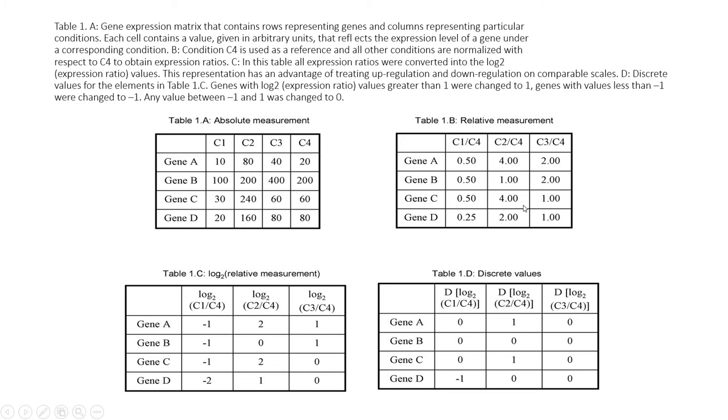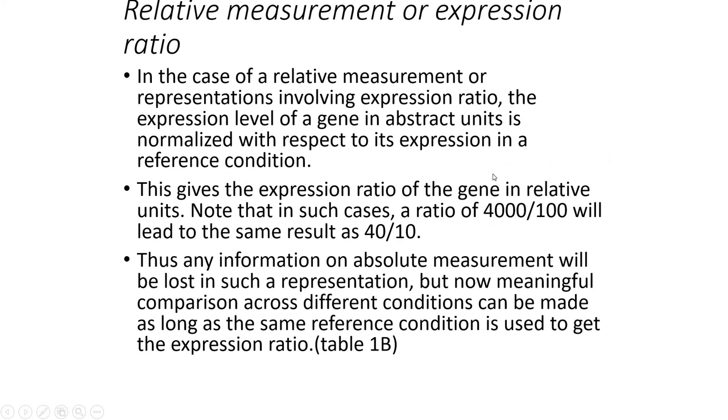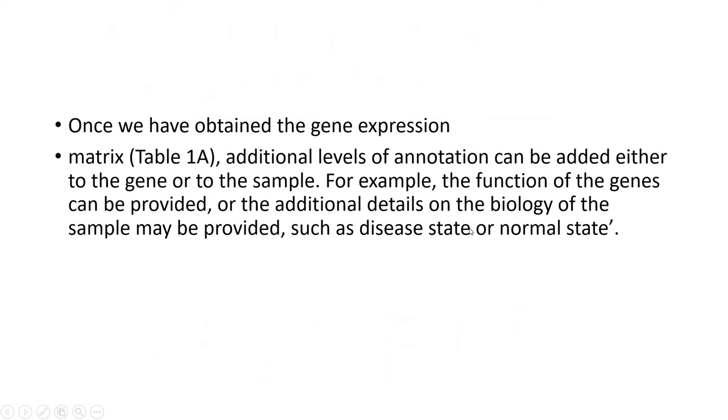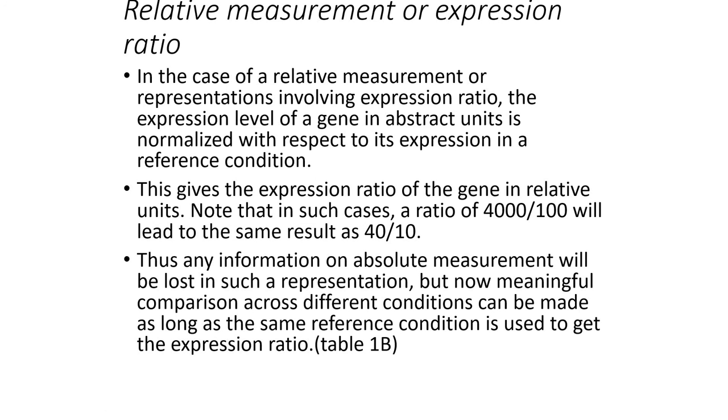In the 1b table you can see the example of what we are discussing now. Thus any information on absolute measurement will be lost in such representation, but now meaningful comparison across different conditions can be made as long as the same reference condition is used to get the expression ratio, because we are using C4 in all the cases. If we take this example, the C4 is taken to normalize all the C1, C2, C3. So this will impact similarly, but this will make our calculation easy.